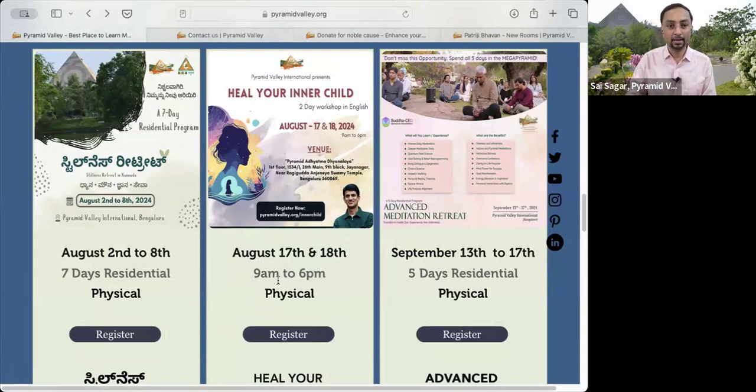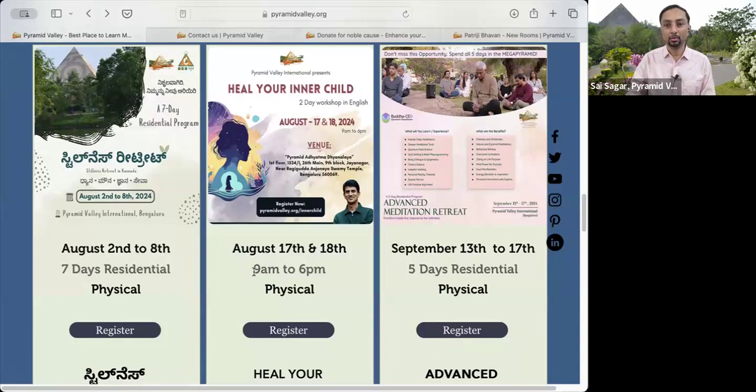So it's going to be a 9 a.m. to 6 p.m. in-person session. So people in Bangalore city, please make use of this. And you can also let your folks, other friends in other cities know. It's a Saturday and Sunday. So you can easily come, stay with you or wherever, and attend this program in Bangalore city. We wanted to do it in Pyramid Valley, but during that time, there are other private workshops or retreats that are happening. So we couldn't do it there.